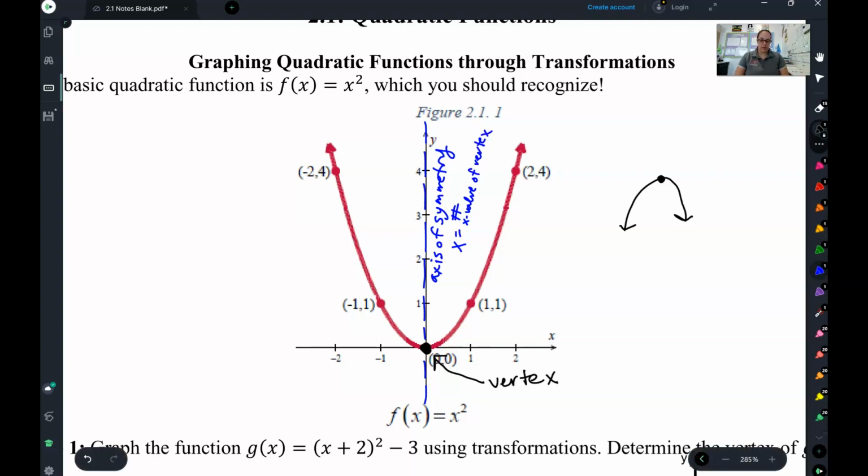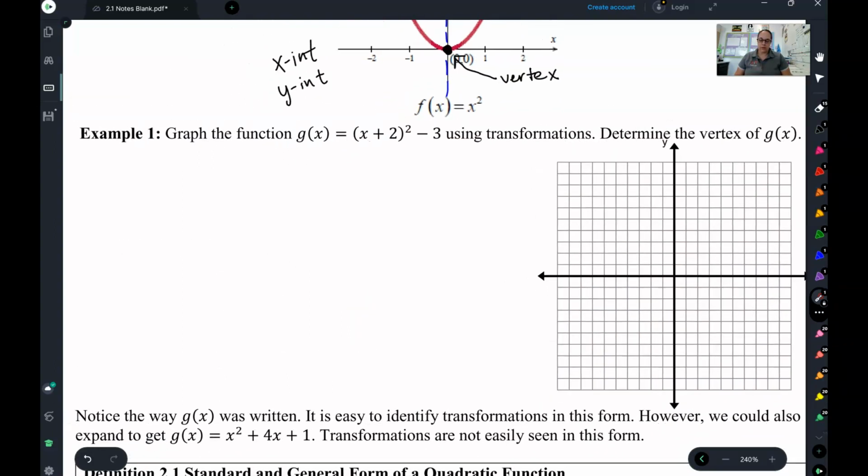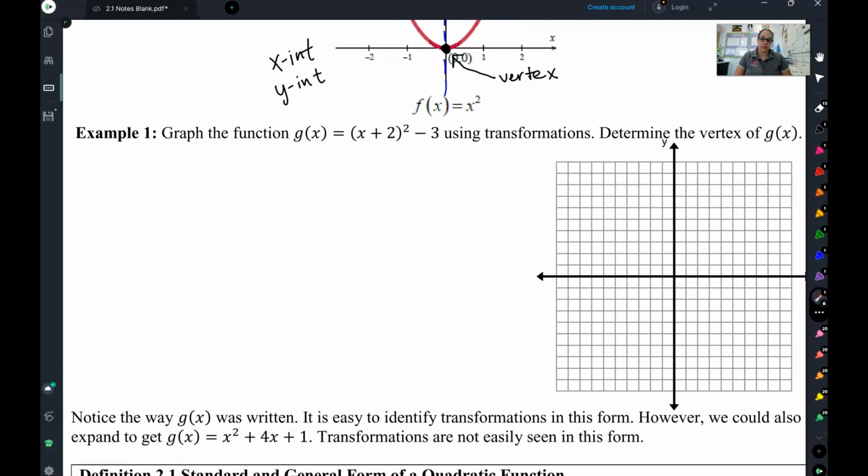Okay, a couple other things that we always find. We always like to know what the x-intercepts are and what the y-intercepts are. In this one, they're the same. That one is an x-intercept and a y-intercept, but it can change. So now that we know all four of those things, let's briefly go to example 1 and do a transformations review.